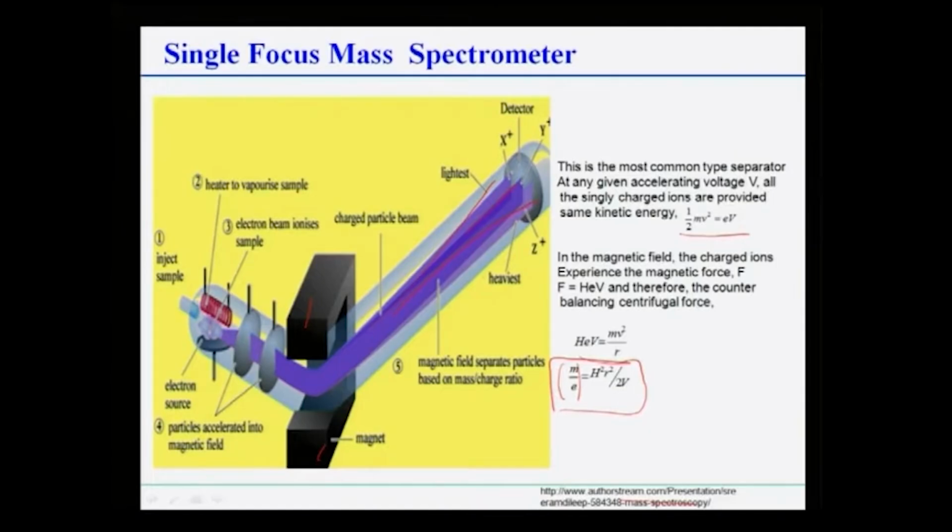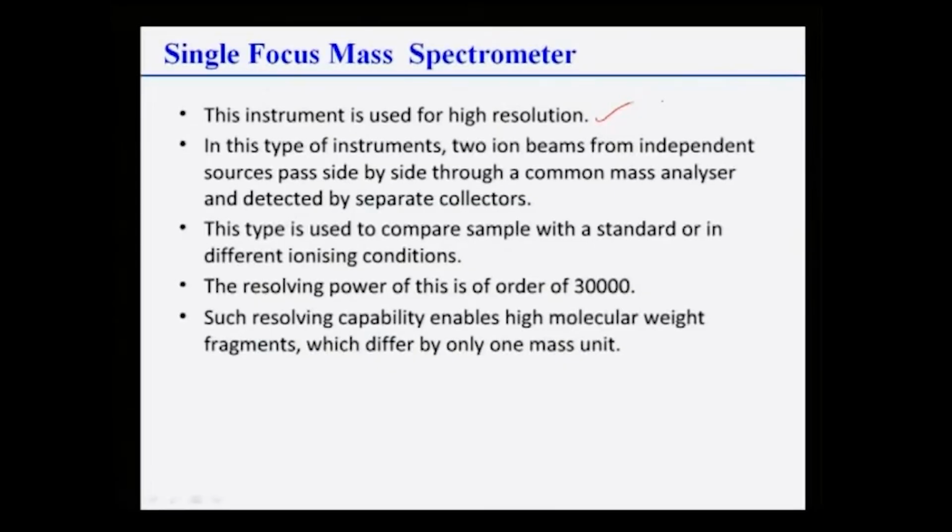Remember, this is how we can separate the ions very easily, and subsequently all the several techniques you will see are actually modifications of this one. This instrument gives quite substantially high resolution, in the sense that ppm level detection is possible. In this type of instrument, two ion beams from independent sources pass side by side to a common mass analyzer and are detected by separate collectors. This is used to compare a sample with a standard through different ionizing conditions.